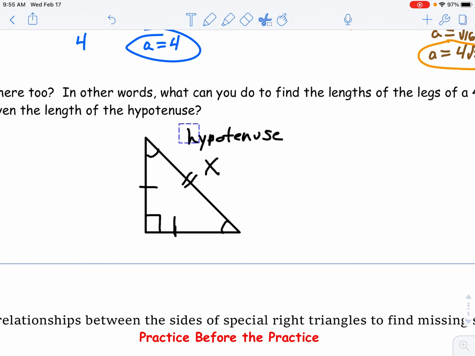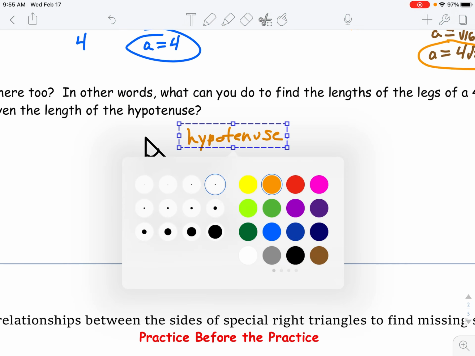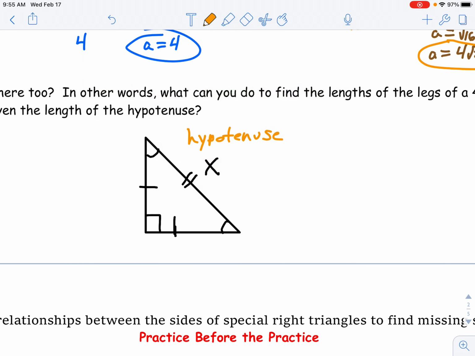Let me make that a different color just for fun. Let's make that orange. Wow, that was so much fun. This is a leg, this is a leg. Instead of multiplying by radical 2, we're going to be dividing by radical 2. Now, rationalizing the denominator, when you divide by radical 2, it's the same as multiplying by radical 2 over 2.